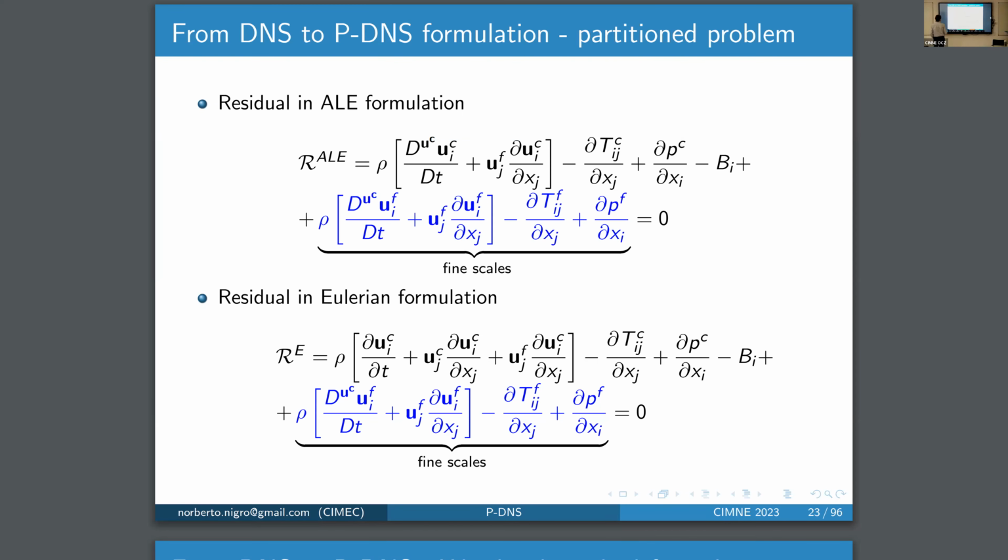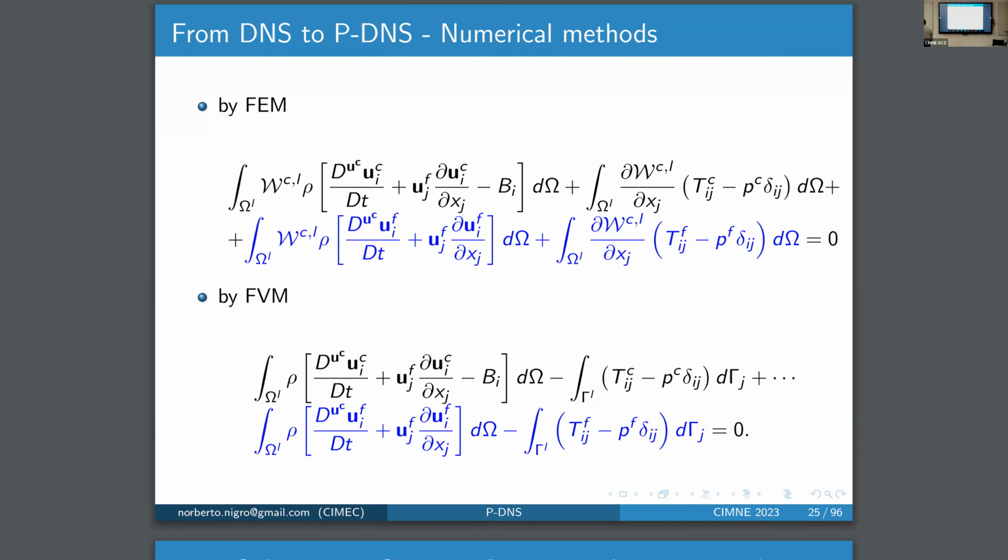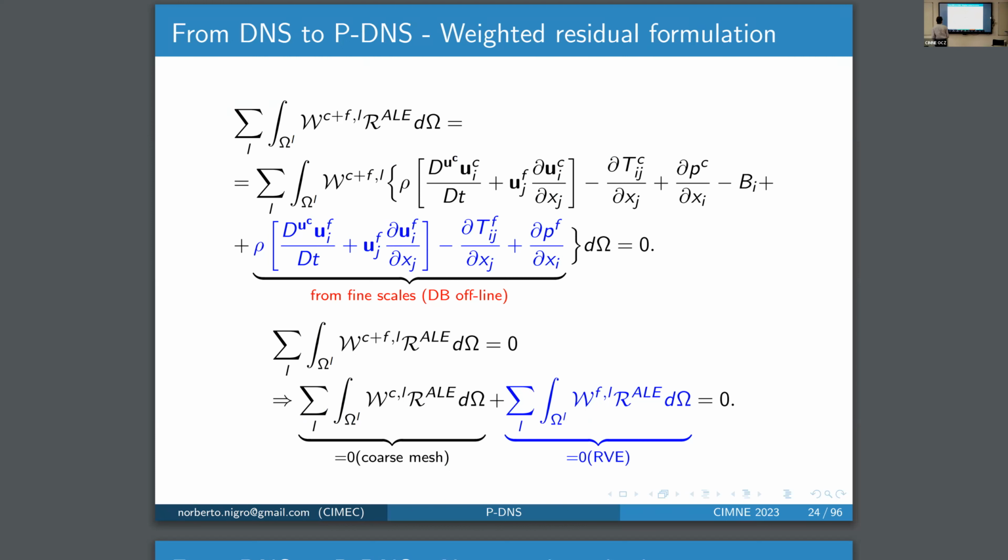And when you move these equations into a residual form, in order to do the weighted residual formulation, this is how the residual looks in ALE, where this is the fine scale contribution, and this is in a Eulerian formulation. The difference here is in this part. So when we put it in the weighted residual formulation, we have the normal weight function in finite elements, or if you use another technique, it is equivalent. So this is all that I have to compute in RB for the fine scale in an offline way for constructing a database.